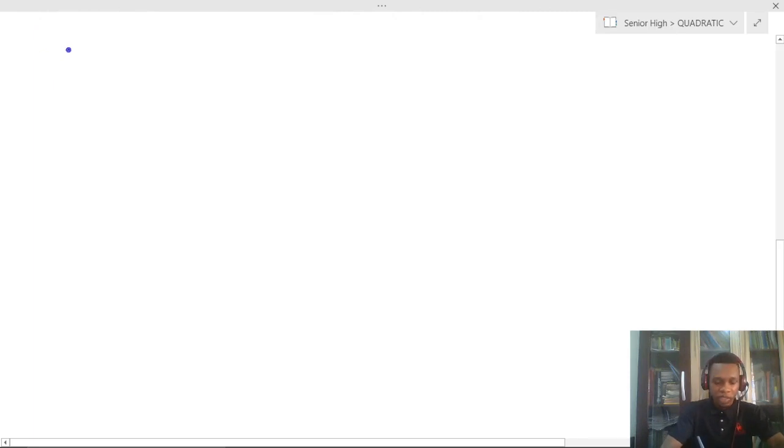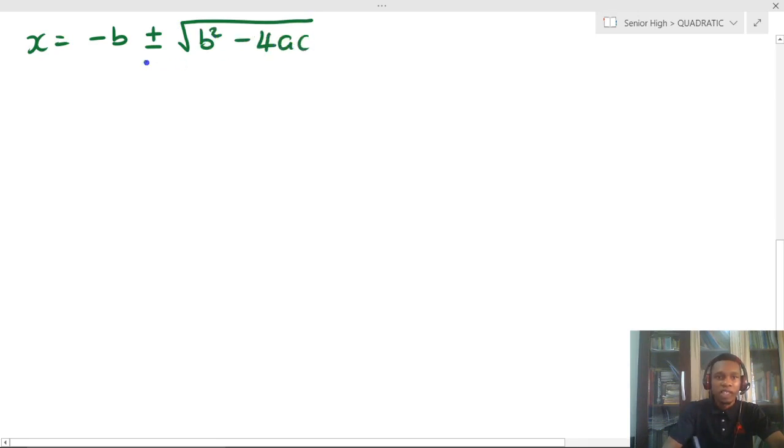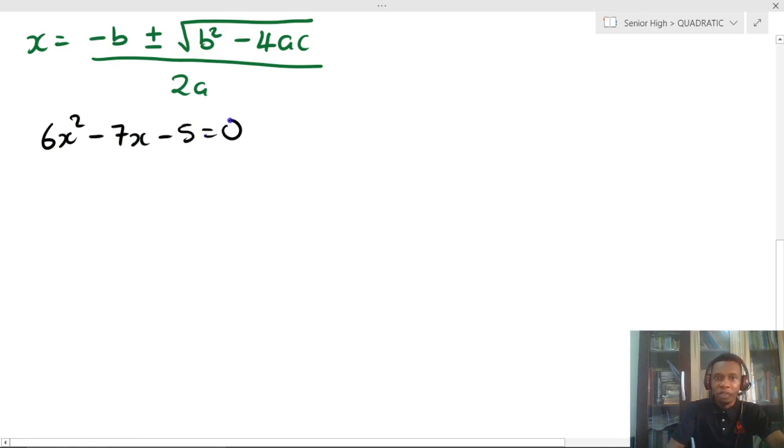Remember, the formula is what? Let me use a different color. X is equal to minus b plus or minus the square root of b squared minus 4ac over 2a. Now let's take down the question to solve applying this formula. We have 6x squared minus 7x minus 5 equal to 0. Now let's apply the formula method to solve this.